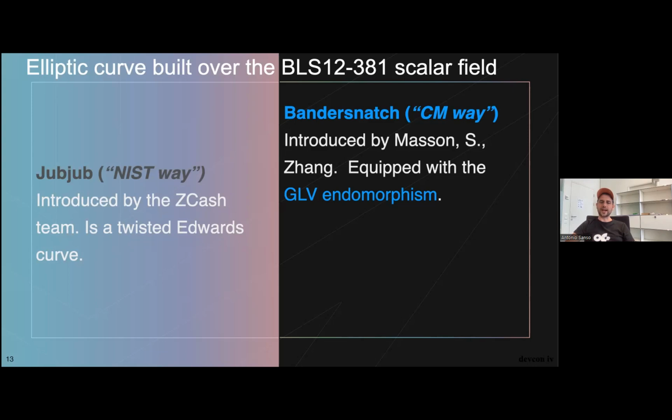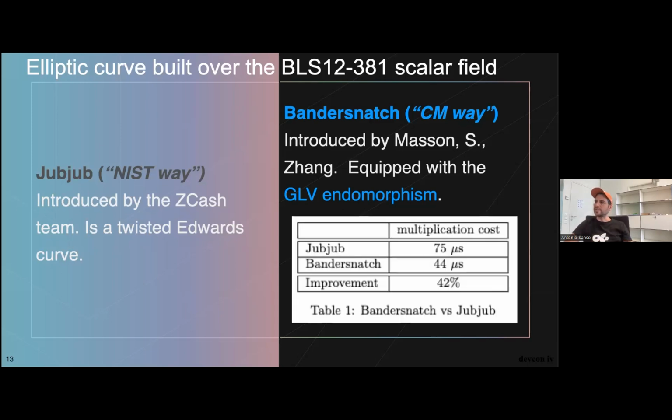Since Dankrad and Vitalik asked for efficiency, we thought, with Simon and Zhenfei, to apply the CM method to see if we had some suitable curves. The reason we were interested in CM curves is because they come with the so-called GLV endomorphism that brings some speedup. Indeed, if you look at Bandersnatch for non-fixed-base scalar multiplication, it's actually 42% faster than Jubjub.